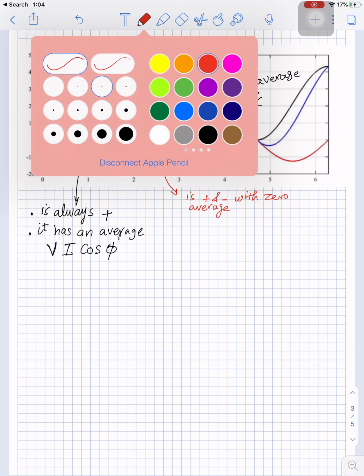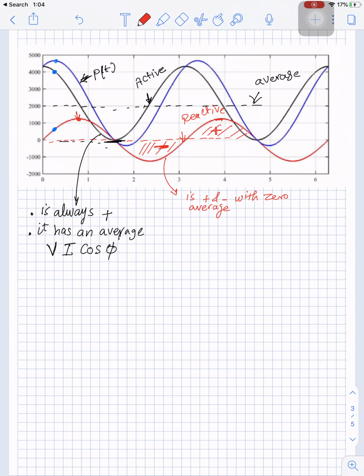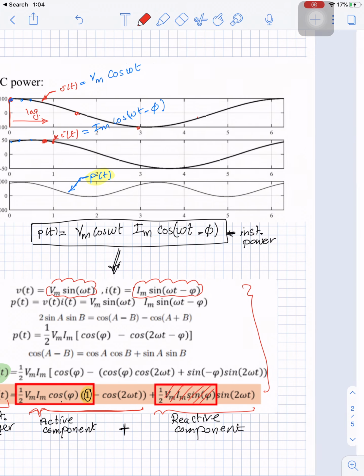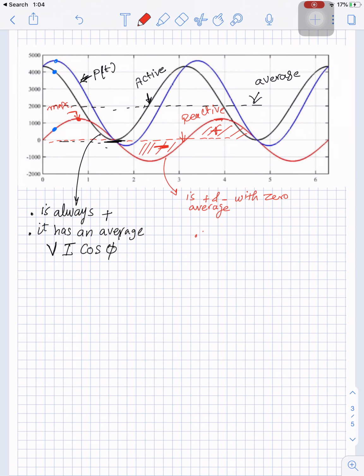The maximum value of the reactive component, if you look at it, is VI sin phi. So VI sin phi is the maximum of the reactive component, and VI cos phi is the average of the active component.